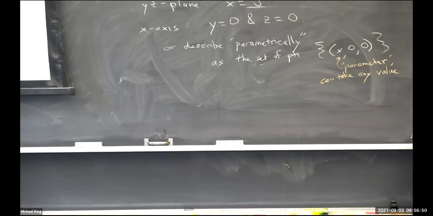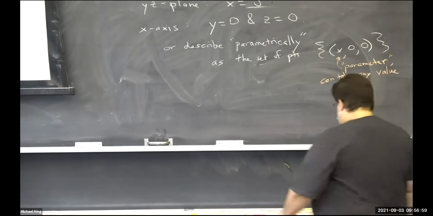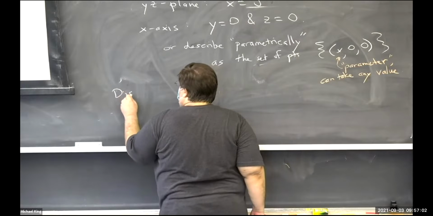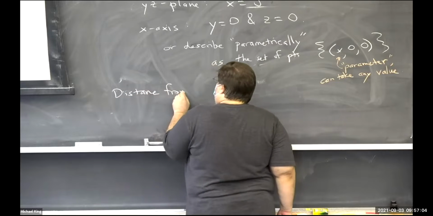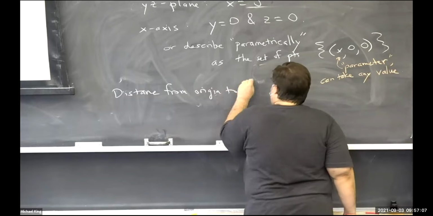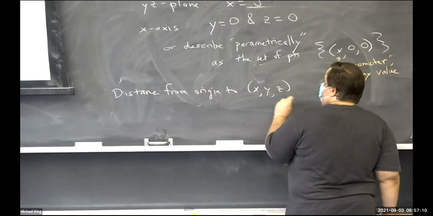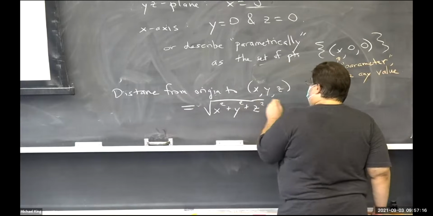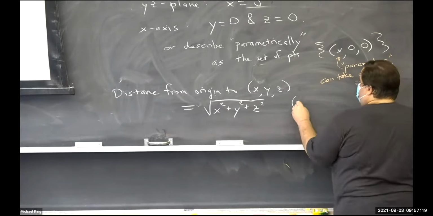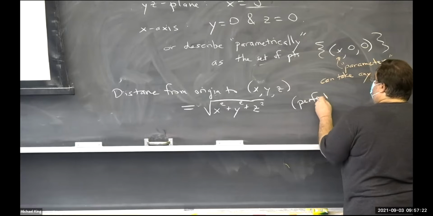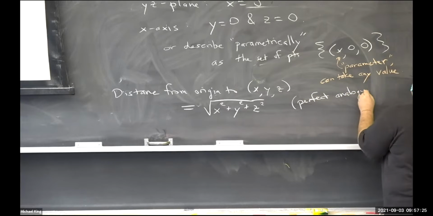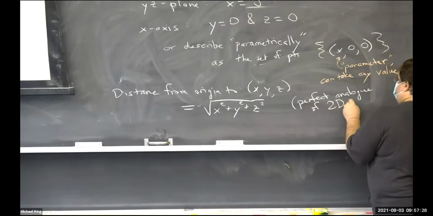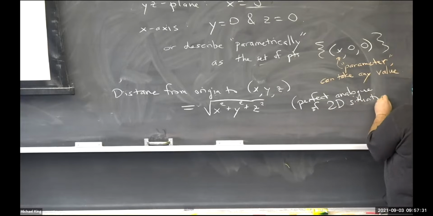In terms of distance, I like this argument: if you drew the two triangles, you realize it's just kind of like a 3D version of the Pythagorean theorem, that the distance from the origin to the point x comma y comma z is just given by the square root of x squared plus y squared plus z squared. Again, it's a perfect analog of the 2D situation, where you just stick in the z squared.